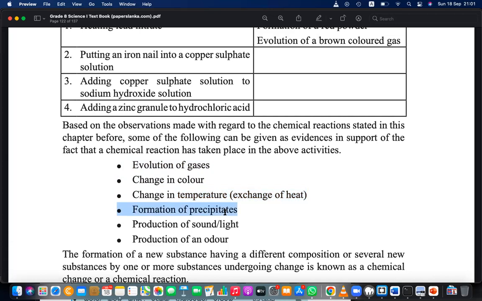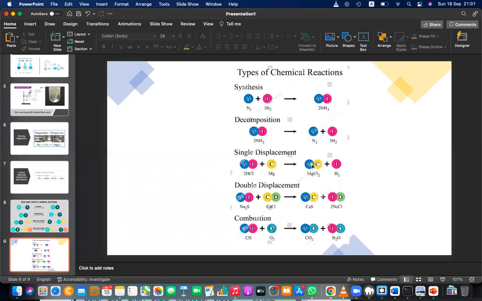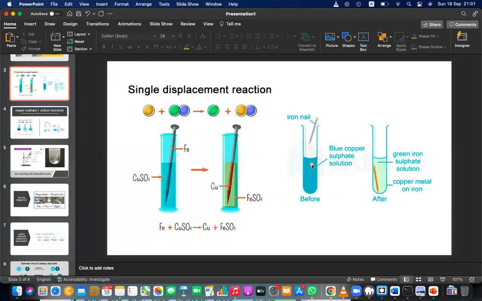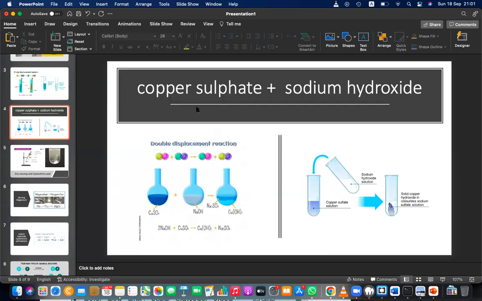Formation of precipitates. Do you remember the solid that formed in the copper sulfate and sodium hydroxide reaction? It was not mentioned as a precipitate there, but this is what is created. Both are liquids, and these liquids form a solid. The solid that is formed is called a precipitate.